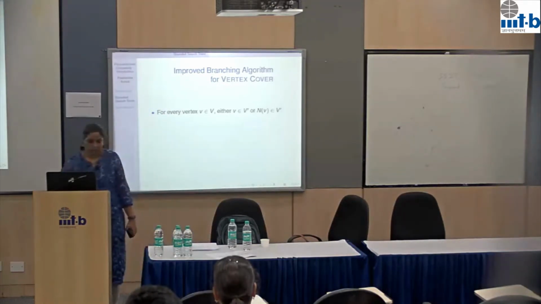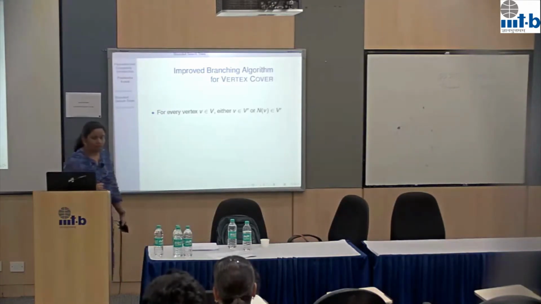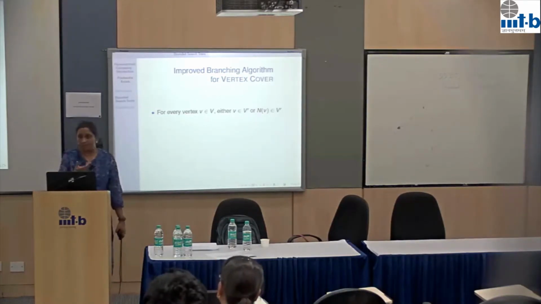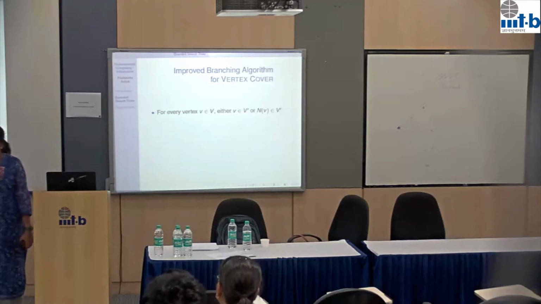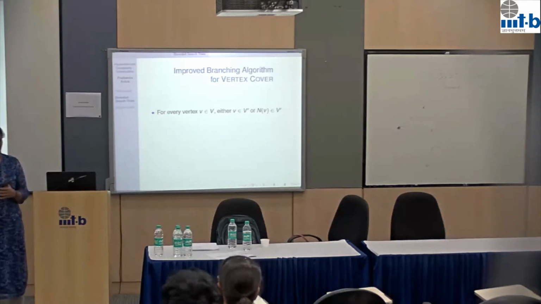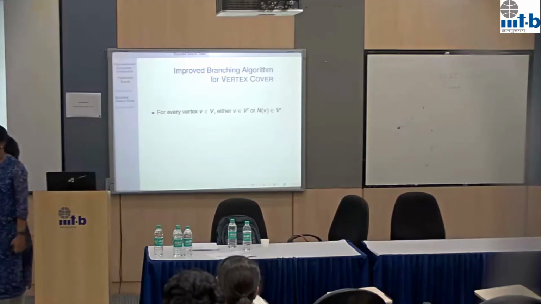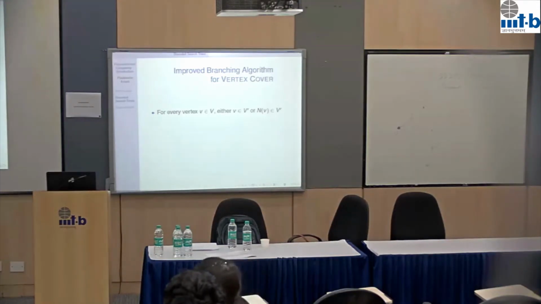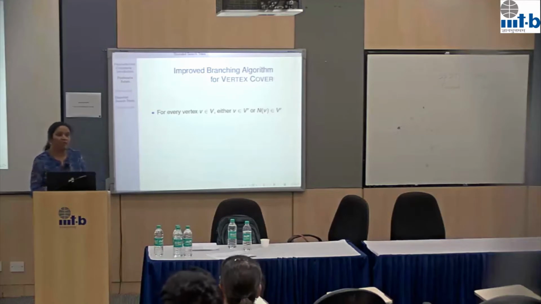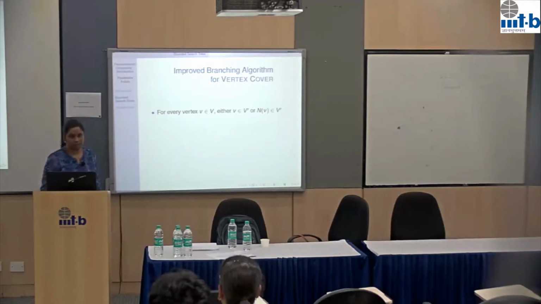On one branch we are adding V. Our budget was k, we have added one vertex, and the budget becomes k minus 1. What happens on the other branch? We are adding all the neighbors. So what happens to k now? K is decreased by an amount that depends on the degree of V. So we'll try to increase the degree of V.